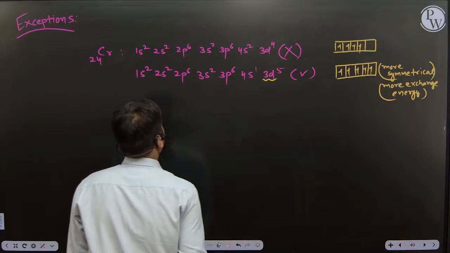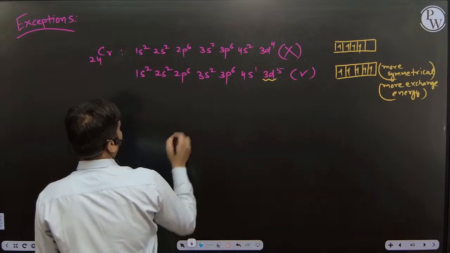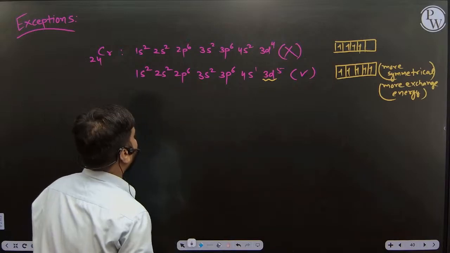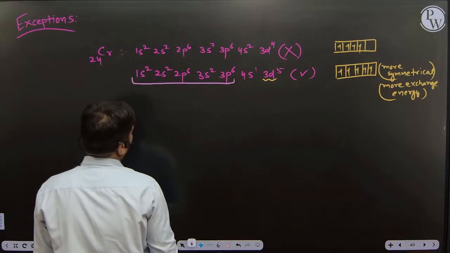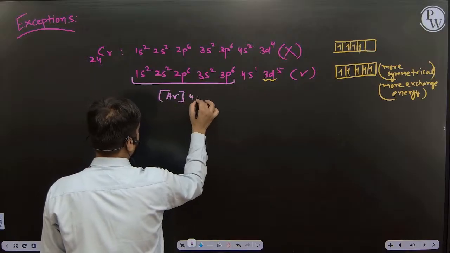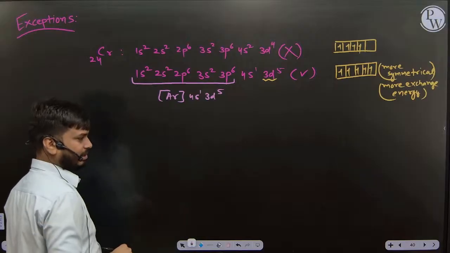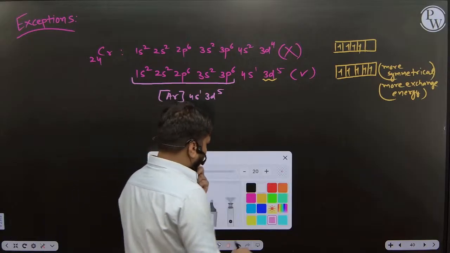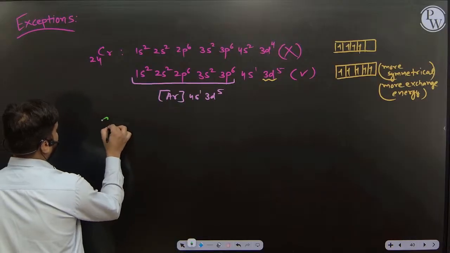ठीक है? Let me tell you also one more thing in this. Instead of writing this bigger form, you can also write it like this: argon 4s1 3d5. You can also write like this. Okay, fine. Now let's talk about the next exception, which is copper.